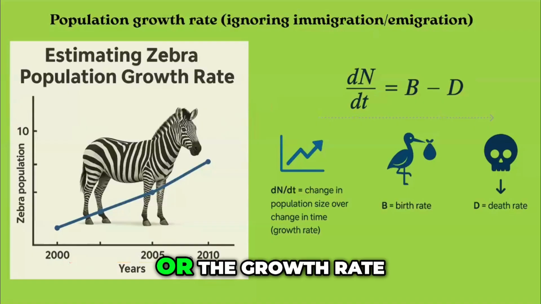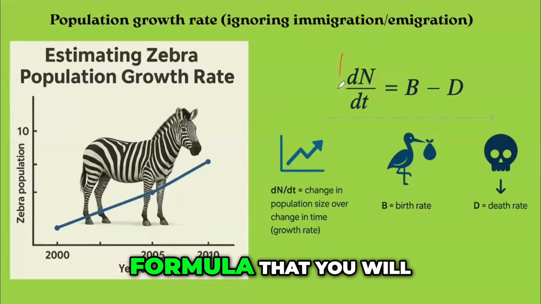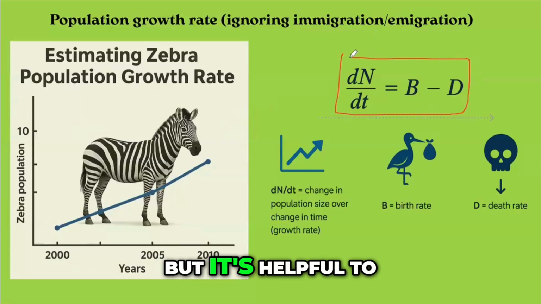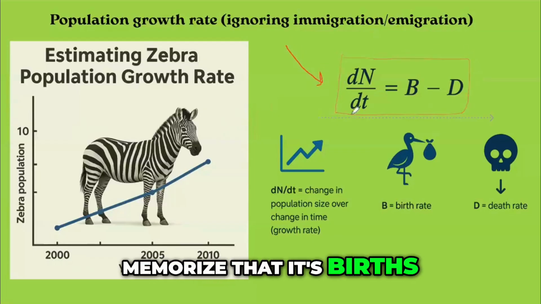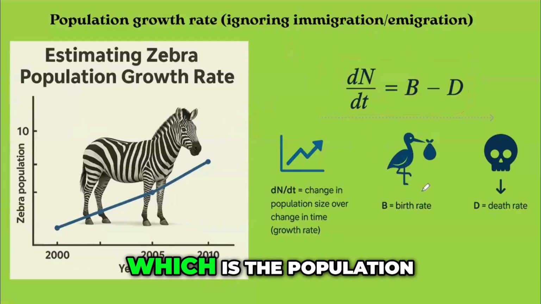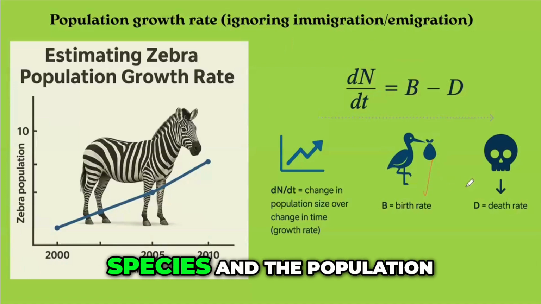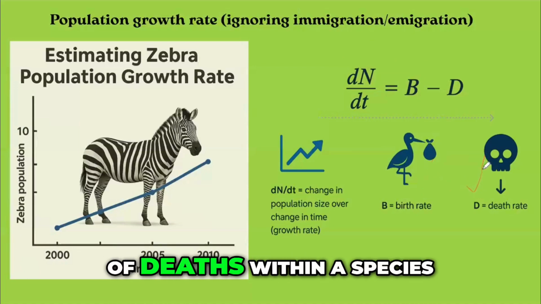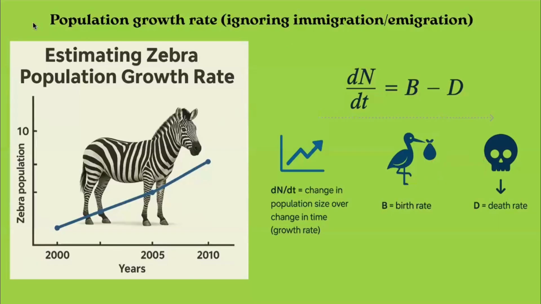And this, or the growth rate, is determined by a formula that you will be given, but it's helpful to memorize that it's births minus deaths, which is the number of births within a species and the number of deaths within a species.